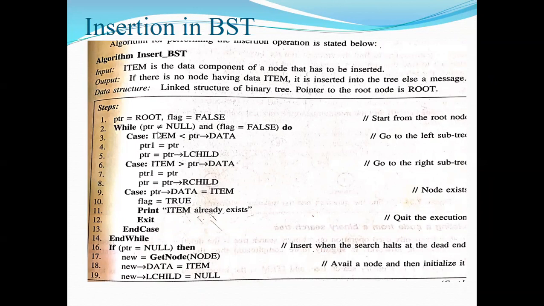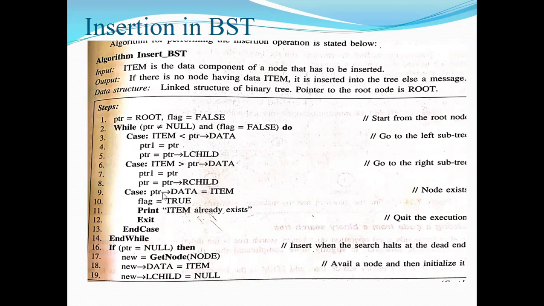That is, if the item to be inserted is less than PTR.data, where PTR.data means in the initial case the root node's data, then we have to insert this node as the left child. So we have to go to the left subtree. For that, I am updating my PTR as PTR equal to PTR.leftChild. The next case is if the item is greater than PTR.data, then PTR1 equal to PTR, then PTR is updated as PTR.rightChild. That is, we have to go to the right side of the tree.